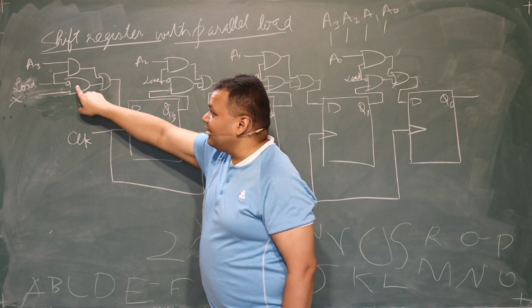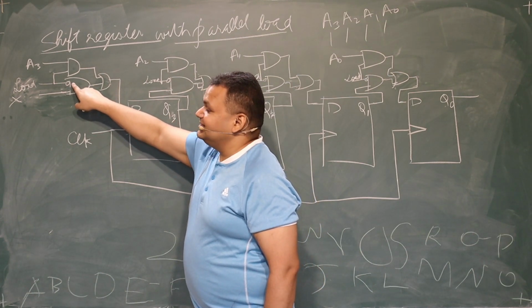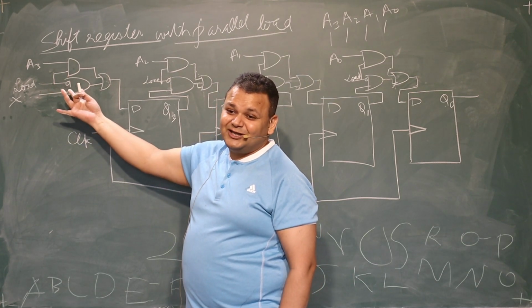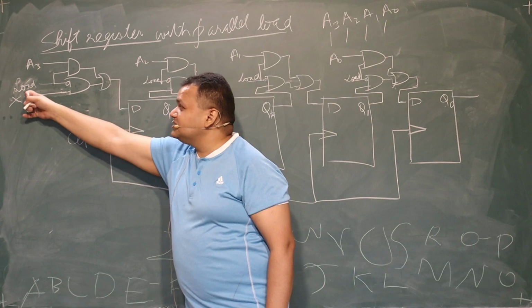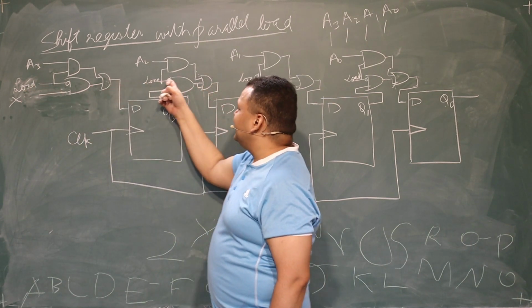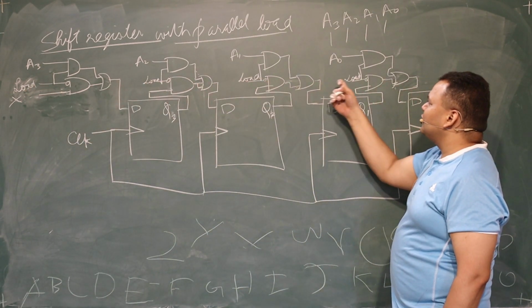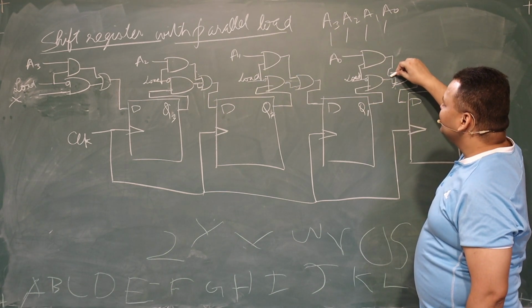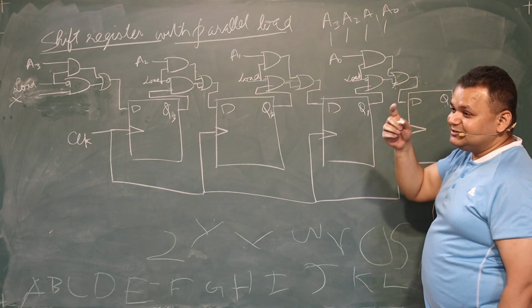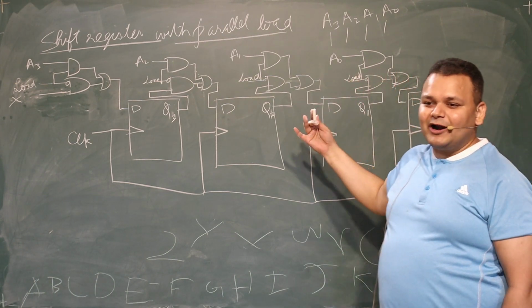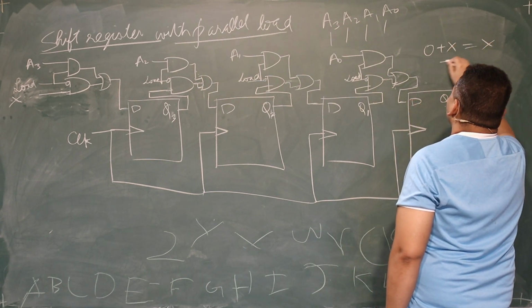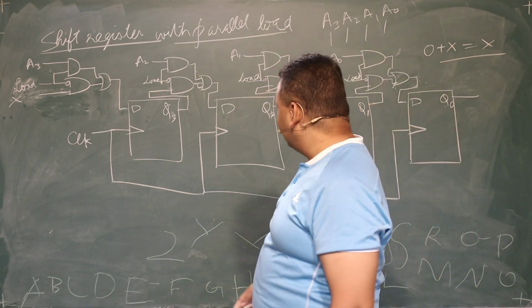Why? Because load bar is 0 whenever any input to an AND gate is 0. It does not matter what the other input is, it's going to be 0. So when load is equal to 1, this input is definitely going to be 0, the lower input of the OR gates. So the only thing that matters is the top input. The top input is 0 or x, and 0 or x is equal to x. So that is how it is working.